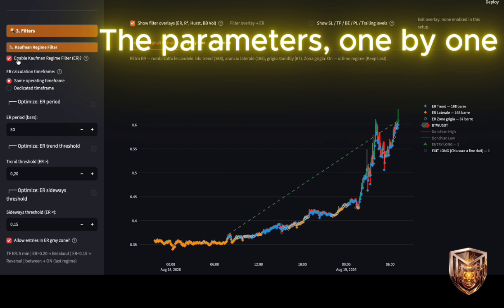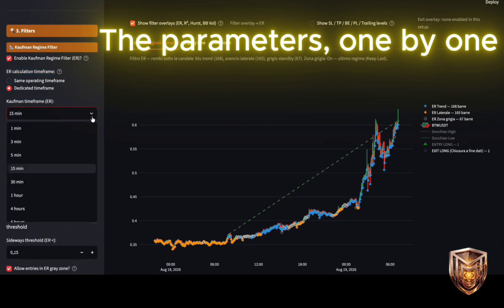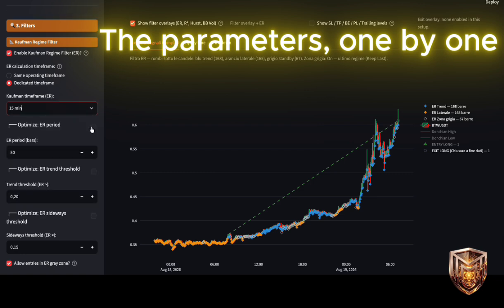Enable turns the whole thing on or off. Calculation time frame: same as the strategy or a dedicated one. Trade at 5 minutes, read the regime at 15 minutes. Period: higher, slower and steadier. Lower, jumpier.